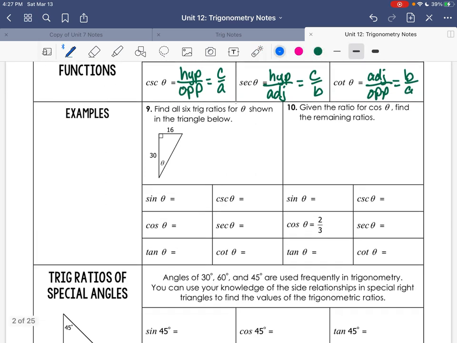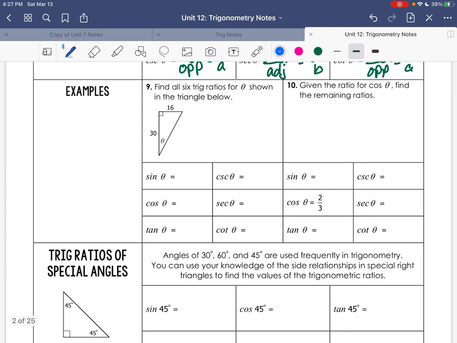All right, so if we were going to look at some examples of this, find all 6 trig ratios for theta shown in the triangle below. So this line right here separates this into 2 different problems. I feel like the way that this table is on here, you're kind of like, I don't even know what I'm looking at.